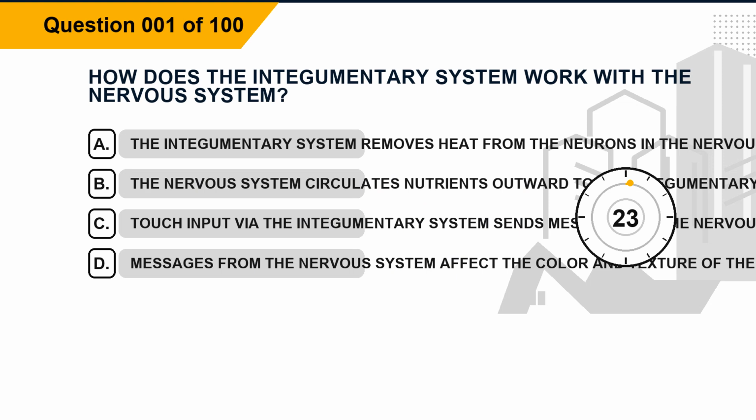Question 1. How does the integumentary system work with the nervous system? Option A. The integumentary system removes heat from the neurons in the nervous system. Option B. The nervous system circulates nutrients outward to the integumentary system. Option C. Touch input via the integumentary system sends messages to the nervous system. Option D. Messages from the nervous system affect the color and texture of the skin.